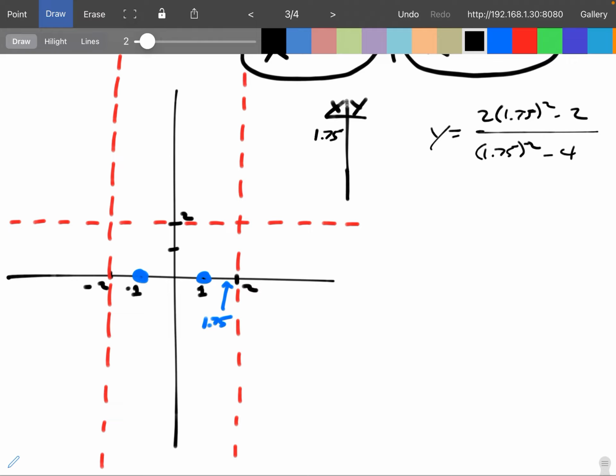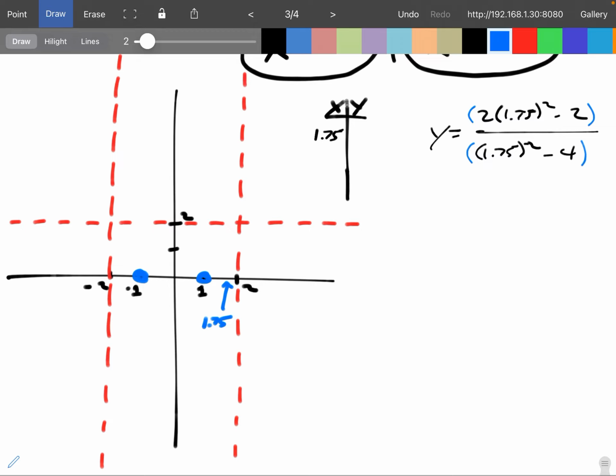Okay, so I'm going to put this in my calculator. So I'm going to do 1.75 squared. And then I'm going to multiply that by 2. And then I'm going to subtract 2. So for my numerator, I get 4 1/8. And then I'm going to divide that by, remember, if you're putting this in the calculator all at once, you're going to need some parentheses around that whole numerator and that whole denominator. So I'm going to divide that by 1.75 squared.